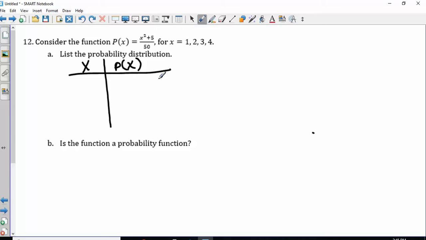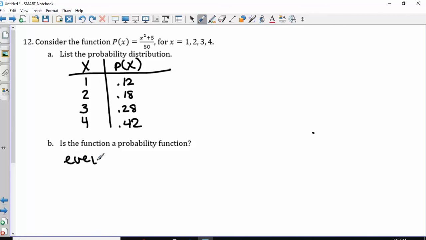So we have to list our x values. So that's our 1, 2, 3, 4. And then how do we get our probability for each? Plug it in the formula. So 1 squared plus 5, so 6 out of 50, 0.12. Plug in a 2, you get 9 out of 50, so 0.18. Plug in a 3, 14 out of 50, so 0.28. Plug in a 4, 21 out of 50, 0.42.